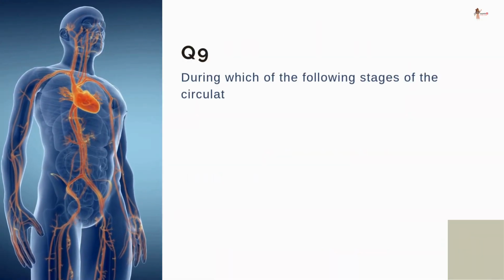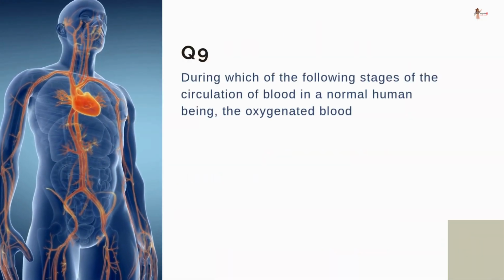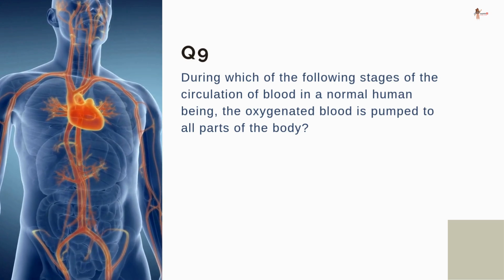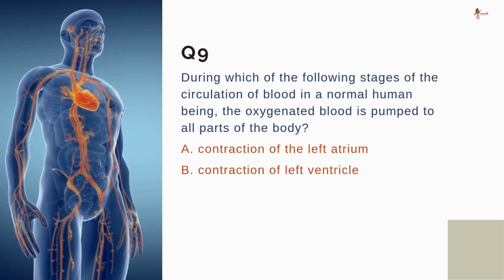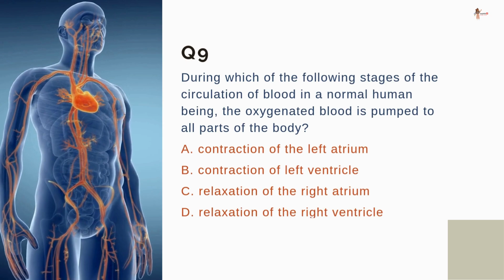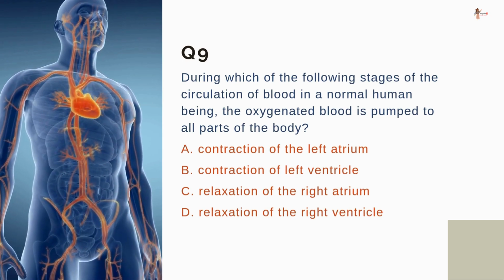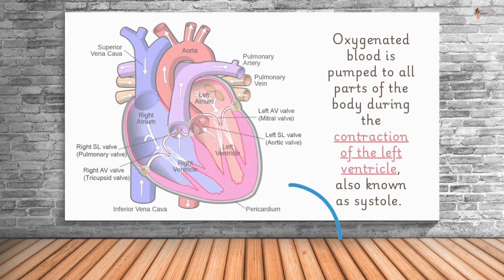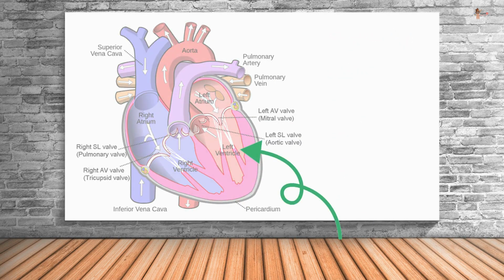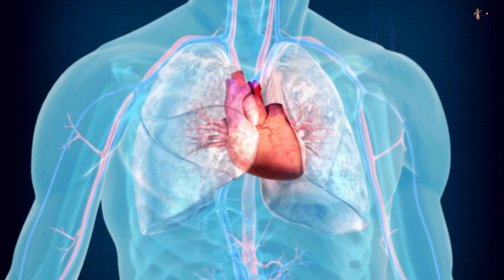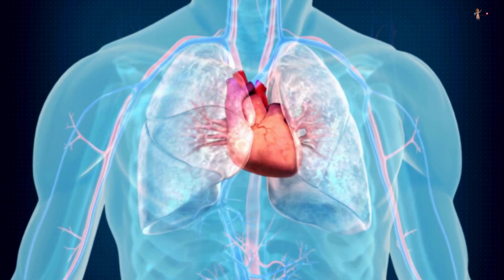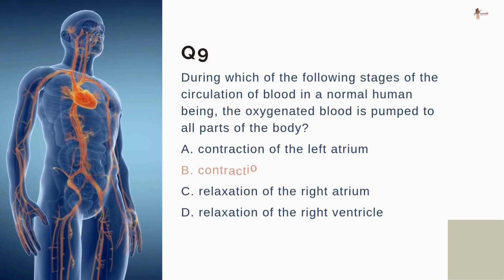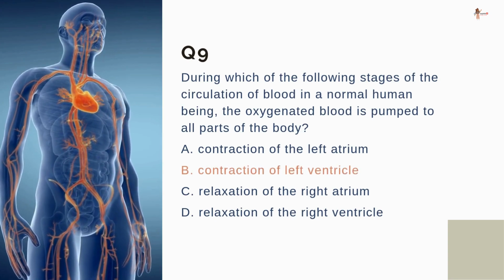During which of the following stages of circulation of blood in a normal human being, the oxygenated blood is pumped to all parts of the body? These are the options. Well, oxygenated blood is pumped to all parts of the body during the contraction of the left ventricle, also known as systole. The left ventricle pumps oxygenated blood into the aorta, which then distributes it to the rest of the body. Thus, option B is correct.